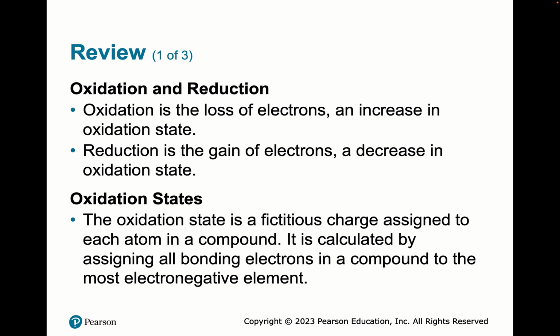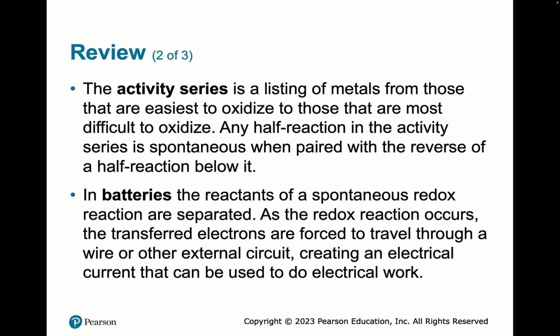So review of this: oxidation reduction. Oxidation is loss of electrons. Reduction is a gain of electrons. And then oxidation states, we have a hierarchy of how to figure this out. Although it does say it's fictitious here, that's not entirely true. There are different chemical properties for different atoms in different oxidation states, but it is a way to keep track of things.